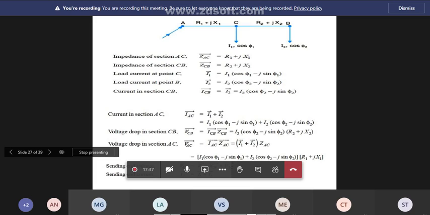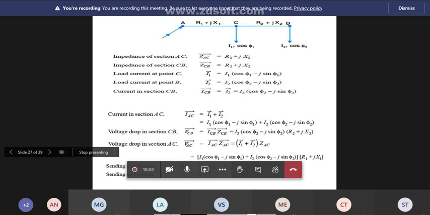Here this is a vectorial calculation, that's why we put bar ZAC equal to, we know that they are given R1 plus jX1, right? So the impedance of section AC, ZAC, is equal to R1 plus jX1. Impedance of CB is R2 plus jX2, right? Now the load current at point C, right?